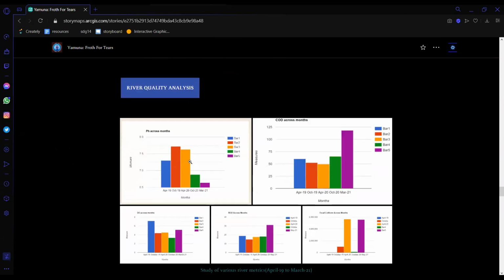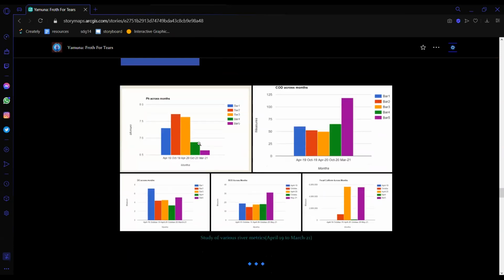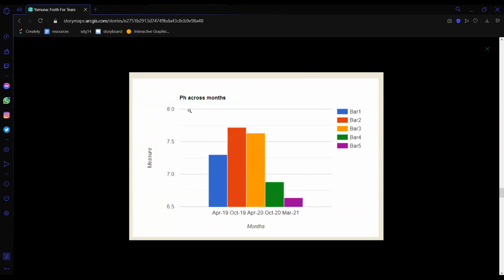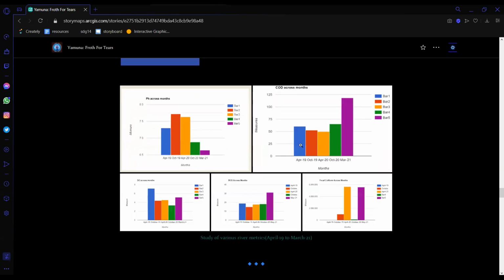These are some graphs we collected from our research. This shows the pH across months in Yamuna from April 2019 to March 21. And we also noticed, as Amna stated previously, that during lockdown and the peak of COVID, human activity was significantly reduced, and there's a direct correlation between the two.